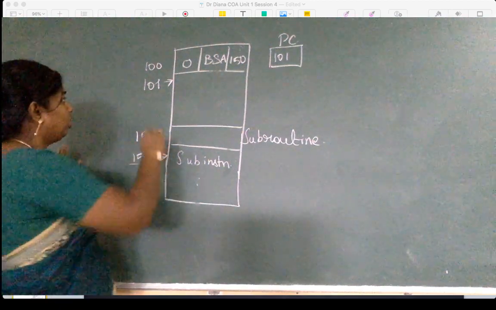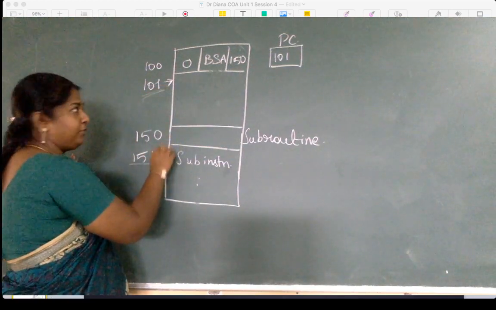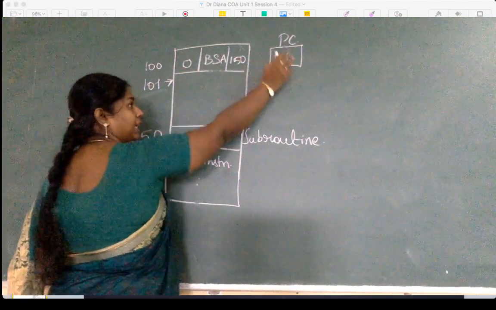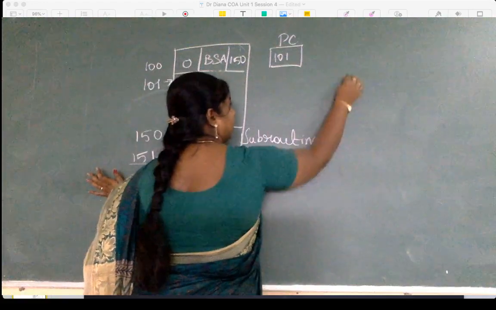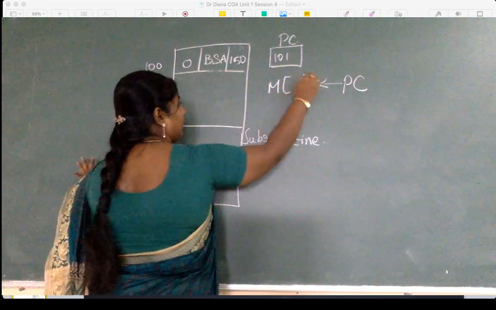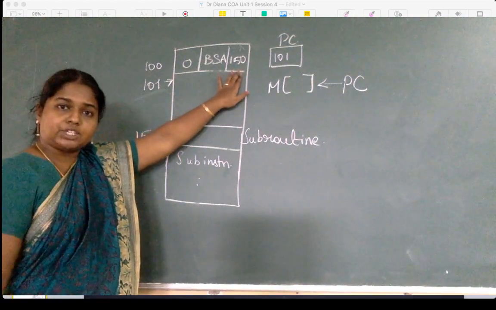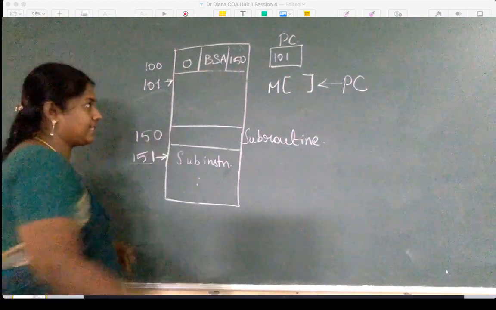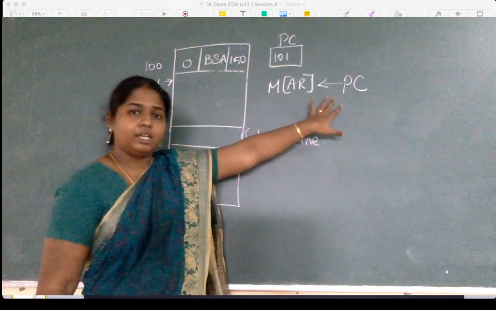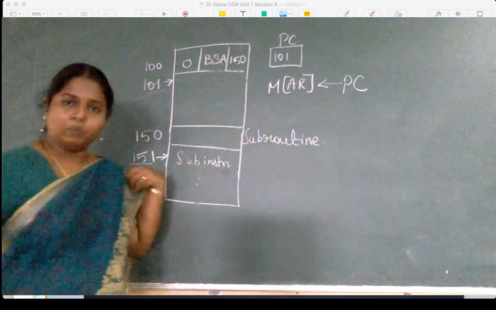So first I have to find this 101 and save it inside the memory location 150. Where can I find this value 101? This 101 is available in my program counter. So this program counter value I have to store in some memory location. Where can I find this 150? This 150 is available in the instruction and it has been sent to my address register. So I will load this value of PC into the memory location which is addressed by the address register. So this will be complete.